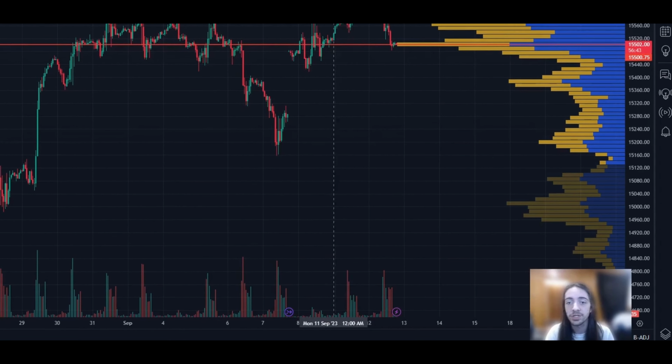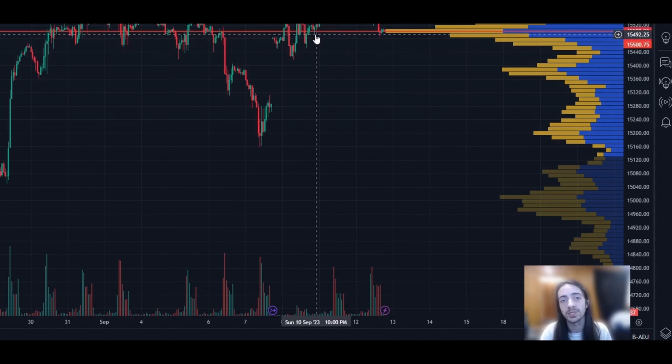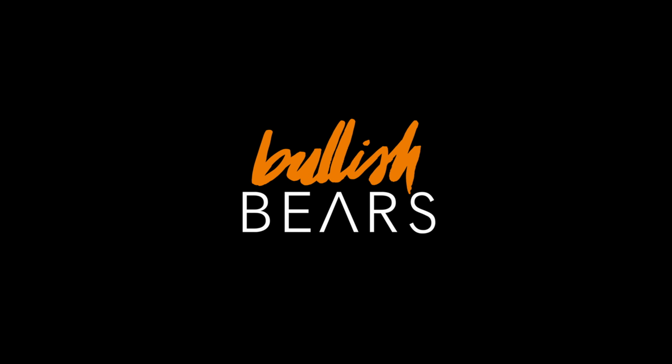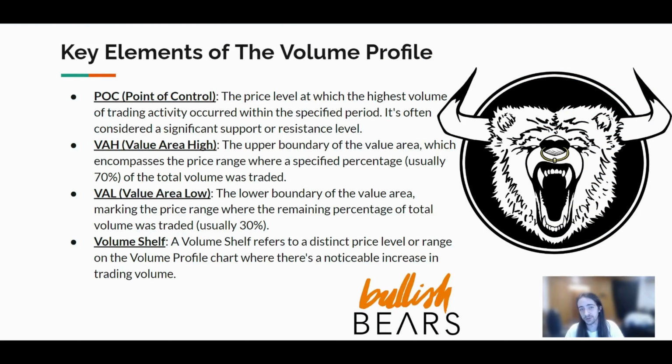Should we stay bullish? Are we below it? Did we break below it with strength? Are we pushing bearish? Now let's get into the key elements of the volume profile.